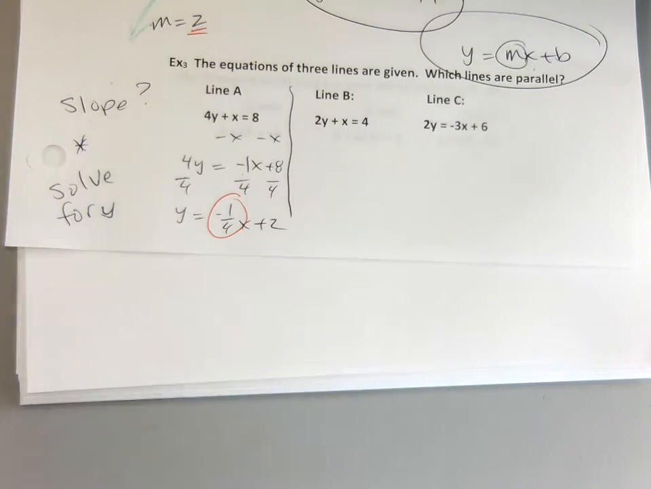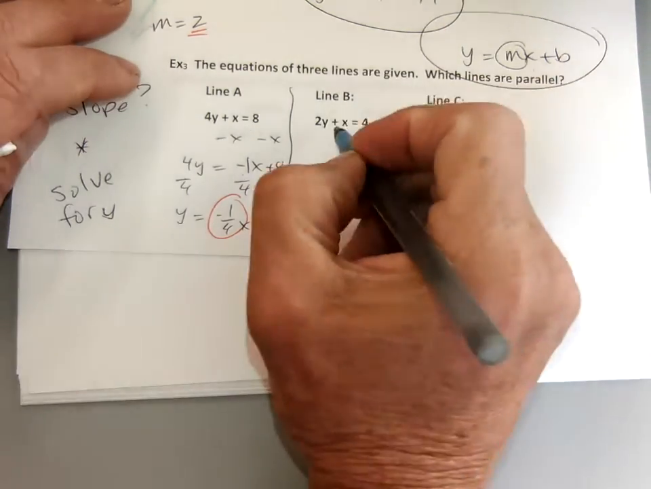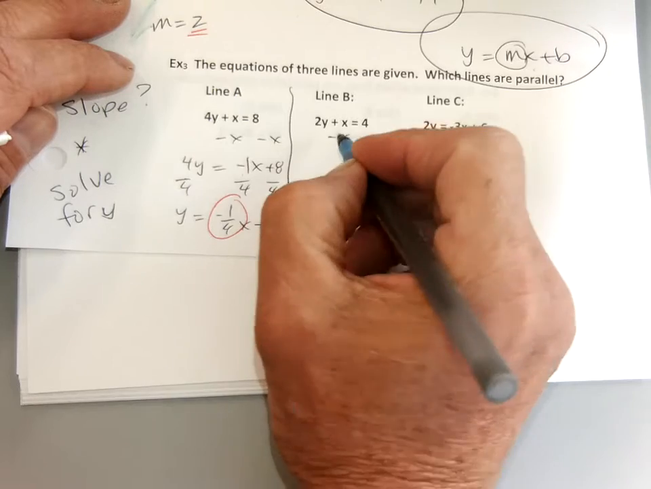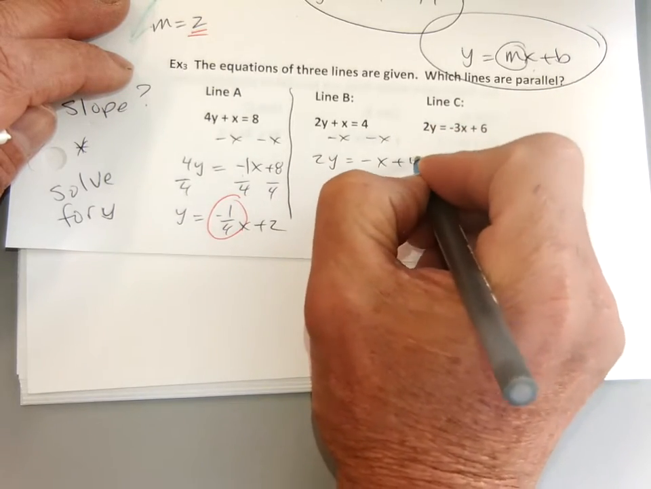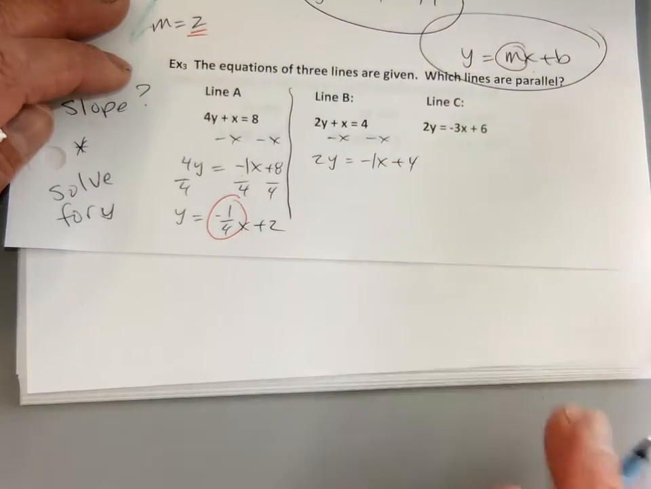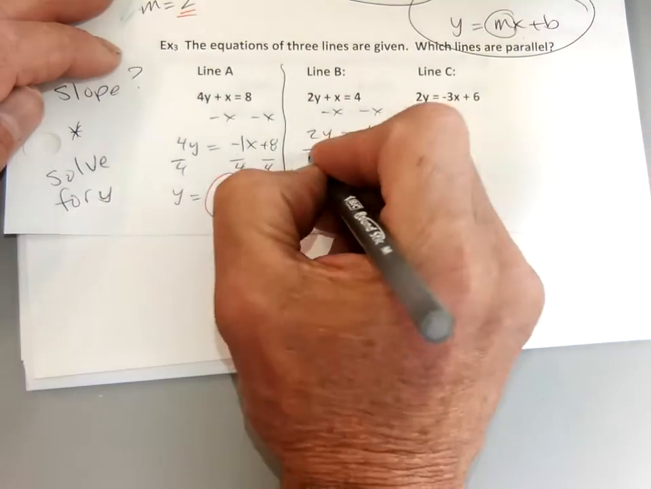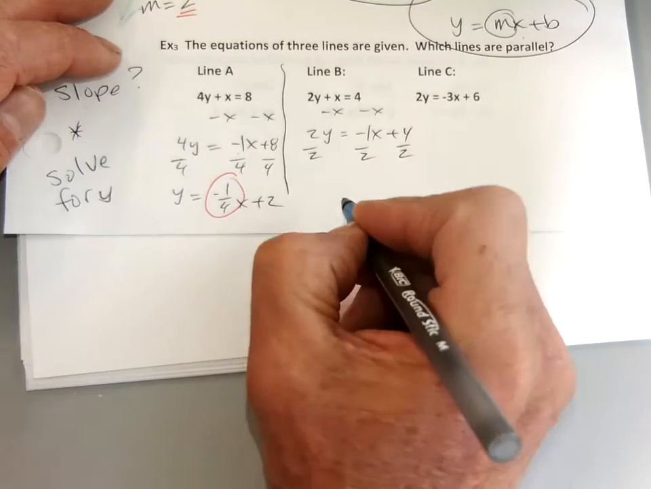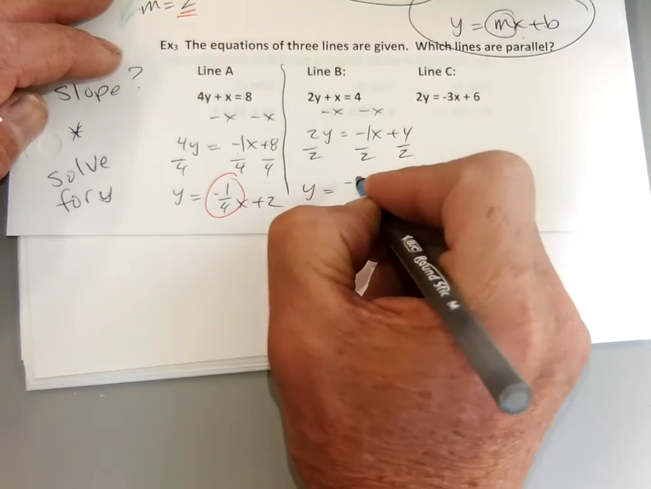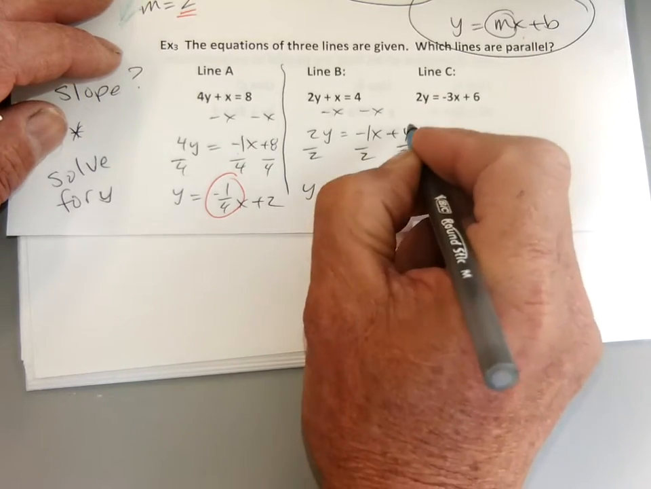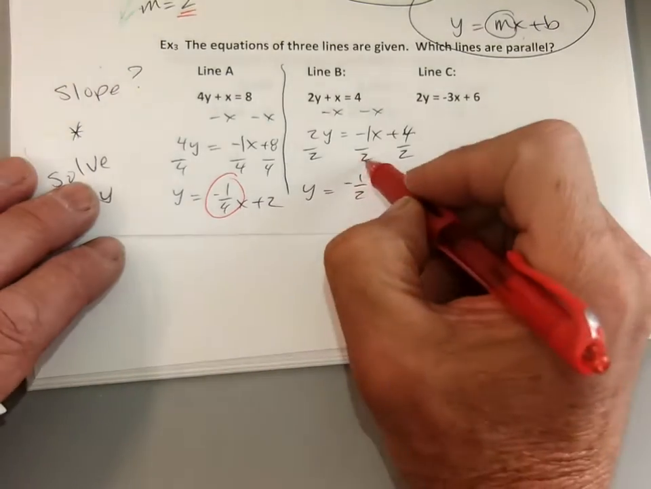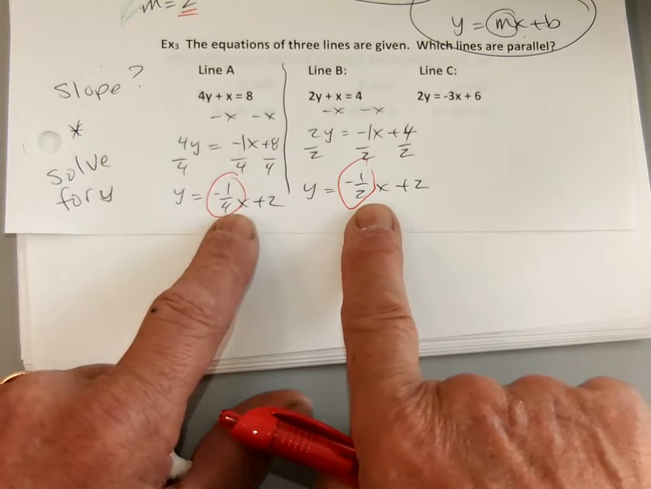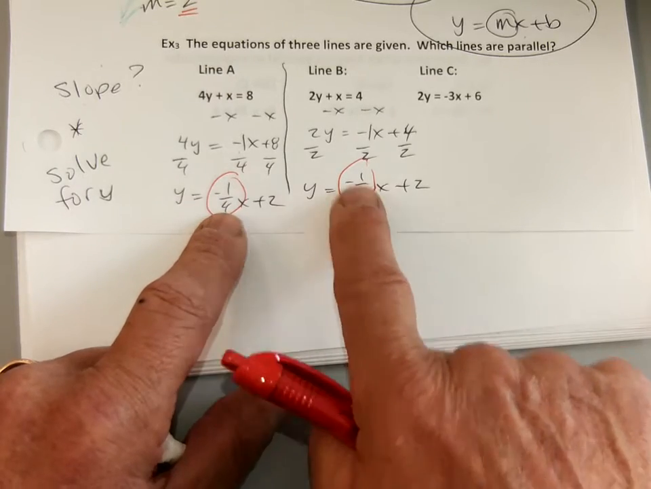All right, now line B, let's solve. So I'm going to go minus x. I have 2y equals minus x plus 4. I'll put a 1 there. It's going to help me out. Divide by 2, divide by 2, divide by 2, and I'll have y equals negative 1/2 x plus 2. Okay, now these two lines are not parallel. They have different slopes. Okay, this one goes down 1/4, this one goes down 1/2.